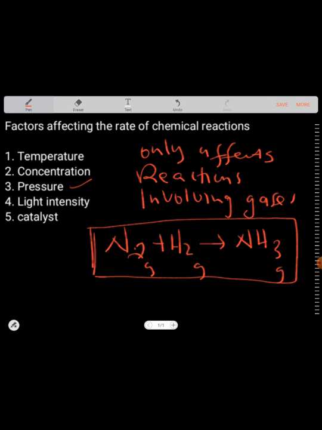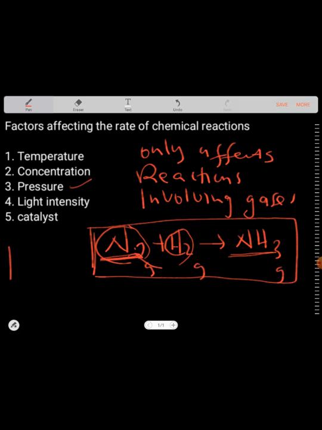Now what happens? When there is a high pressure, it results in a high speed. When you increase the pressure of nitrogen here, the particles in here collide frequently. It results in effective collision, which are going to react with hydrogen here to form ammonia. Hence the particles collide and move very fast.